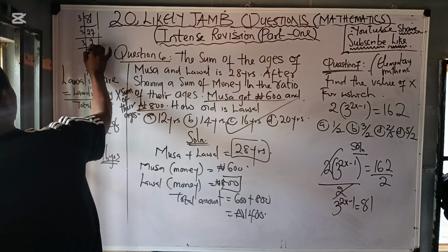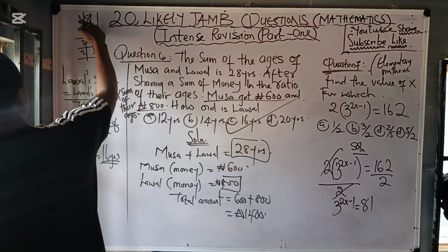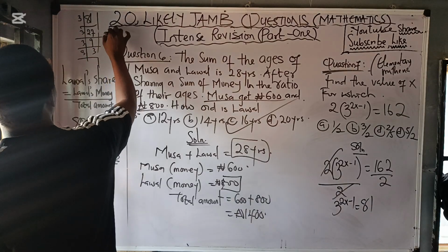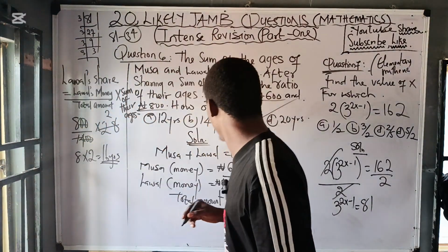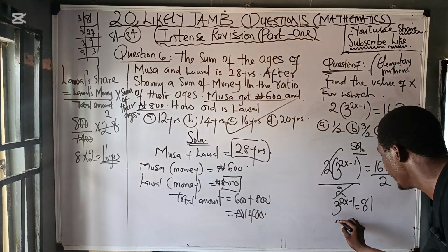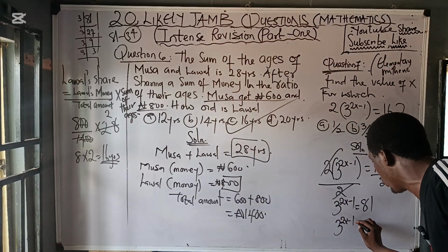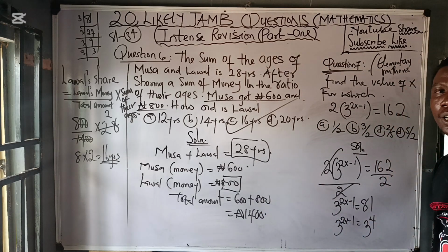3 goes will give you what? 3. 3 goes will give you 1. How many 3 divided? 4. So 81 is 3 raised to the power of 4. So because of that now, we can say 3 raised to the power of 2x minus 1 is 3 raised to the power of 4.